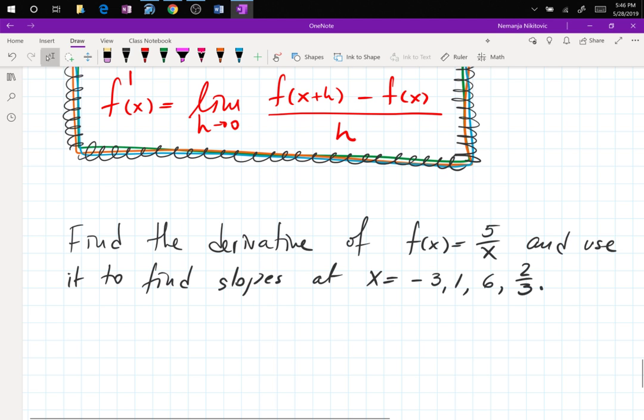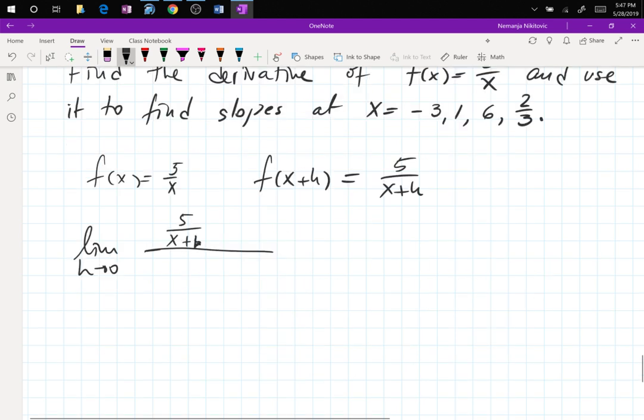Solving for a common denominator, you said to add the fractions together. Yep. All right, so f of x is 5 over x. F of x plus h is 5 over x plus h, minus 5 over x, everything divided by h.